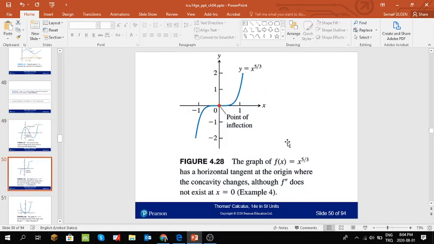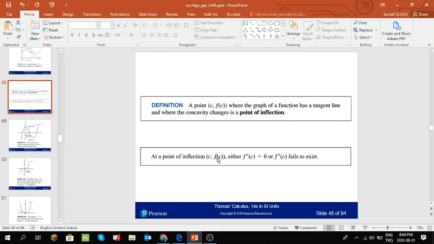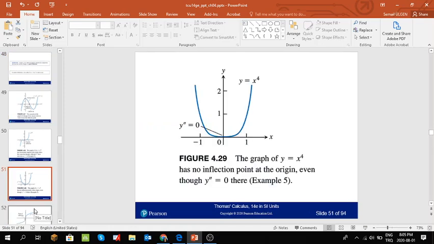And in the next example, example 4, we found a point of inflection where the second derivative fails to exist at 0. So as we said here, for a point of inflection C, f of C, either f double prime of C is equal to 0 or f double prime of C fails to exist. So we have one of the conditions happening.